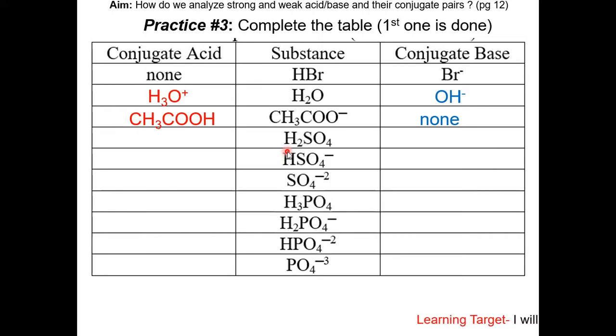The next one is sulfuric acid. Sulfuric acid has no conjugate acid because it will not behave like a base, because it's a strong acid. The conjugate base of sulfuric acid will be HSO4-.